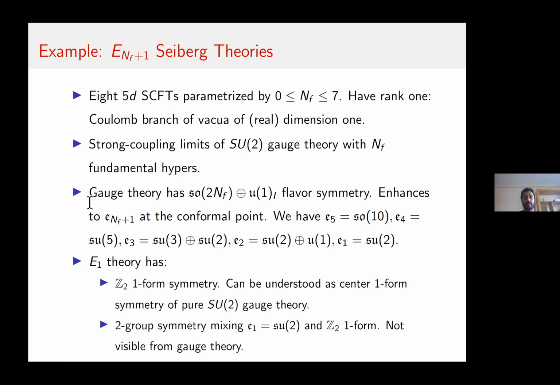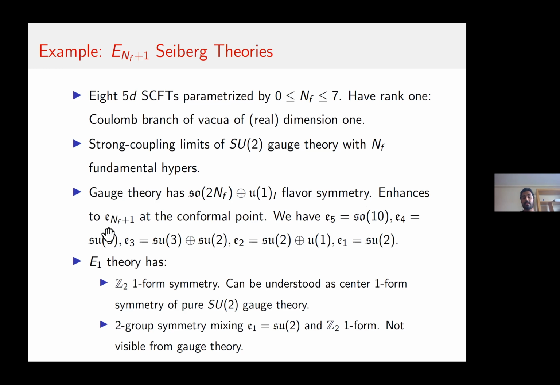So now there is an enhancement of the flavor symmetry at the conformal point. The gauge theory, as you can see, has an SO(2NF) part to the flavor symmetry, which rotates the NF fundamental hypers. And there is a U(1) instanton flavor symmetry in 5 dimensions as well. So the gauge theory sees the flavor symmetry algebra SO(2NF) plus U(1). And it's well known that it enhances to E_{NF+1} at the conformal point.